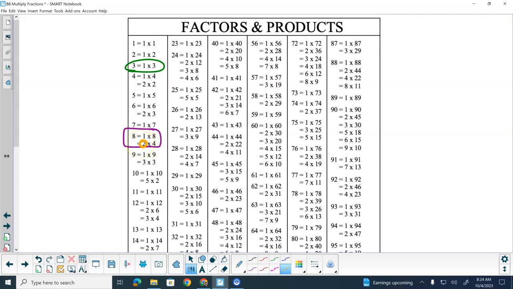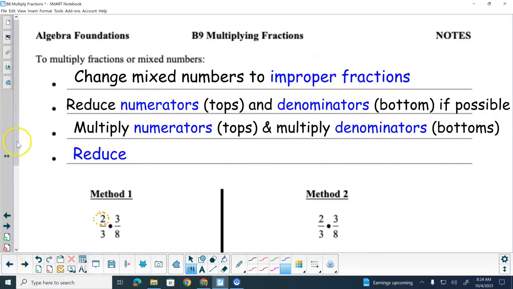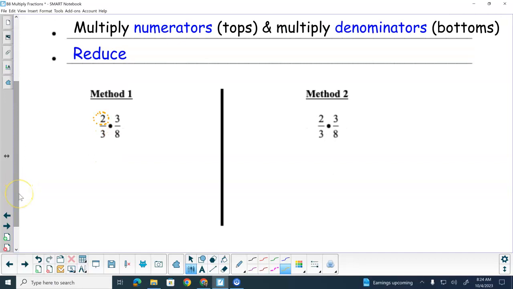So that 2 can get crossed out. You write it here a little differently. Okay? So that 8 here is 2 times 4. And that 2 on top crosses out that 2 on the bottom. Because they're factors. Because we're multiplying. Multiplying has different rules than adding and subtracting.